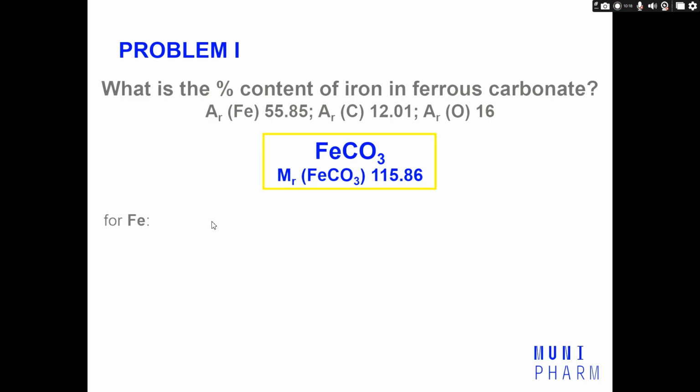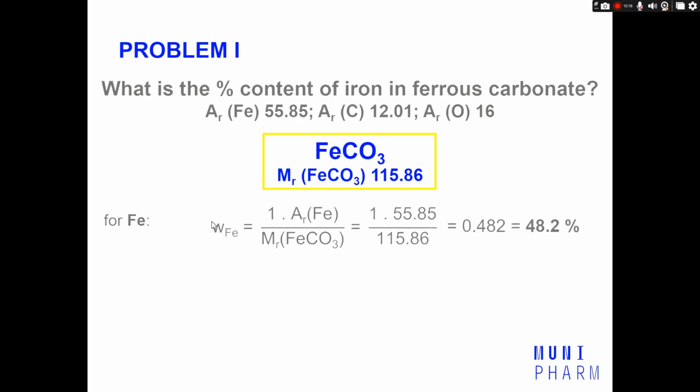Our task is to calculate the percentage of iron. Let's set the fraction. In the dividend, there is the atomic relative mass of iron multiplied by the coefficient 1, because there is only one iron atom in one molecule of ferrous carbonate. In the divisor, there is the molecular relative mass of the ferrous carbonate. We will get the mass fraction for iron 0.482. Because we are asked for percentage, we will multiply it by 100 and get the content of iron in the ferrous carbonate 48.2%.